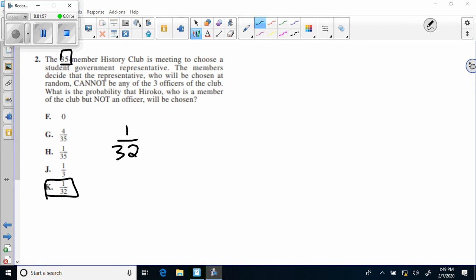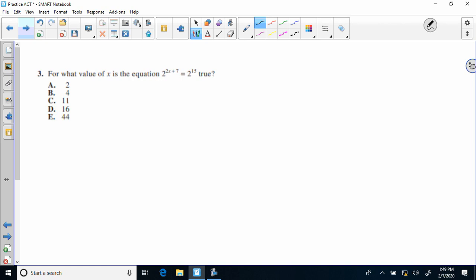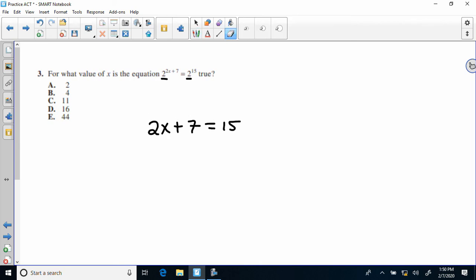Okay, number 3. It says, for what value of x is the equation 2 to the 2x plus 7 equal 2 to the 15th true? You have to have the same base, and we do. They're both 2's. If you have the same base, then powers are equal to each other. So you'd have 2x plus 7 equals 15, and you would just solve it. And you would subtract 7 on both sides.